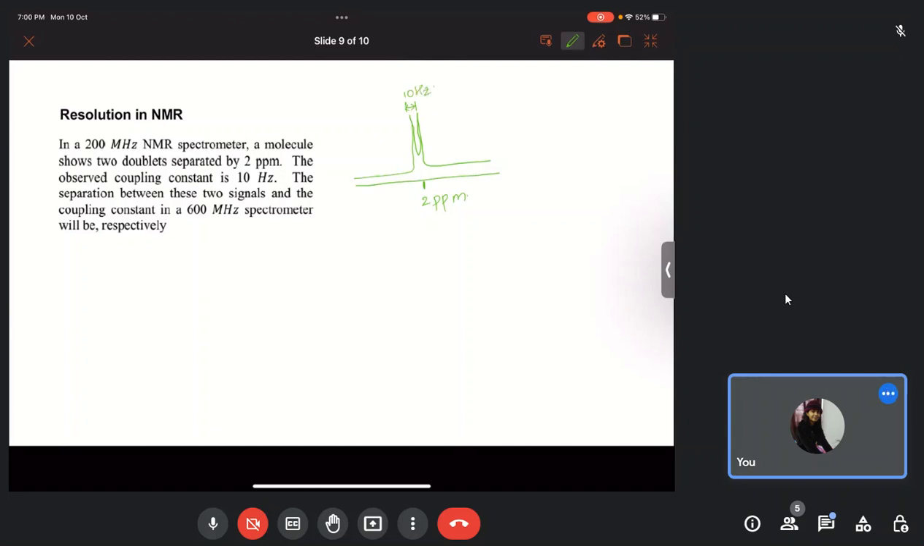We have been introduced in class to what a coupling constant is. When you have a proton attached to a carbon and it has another carbon, okay, let me just give you an example. So you have ethanol.